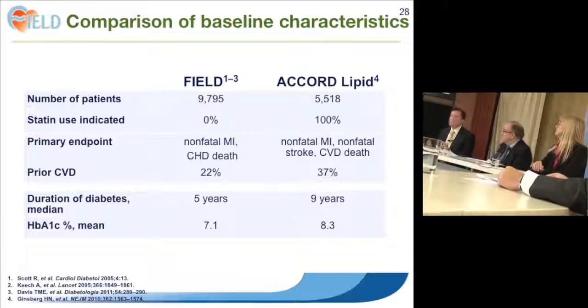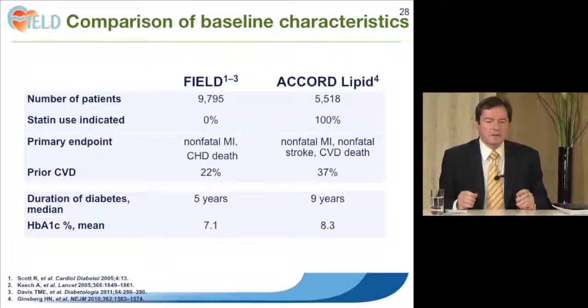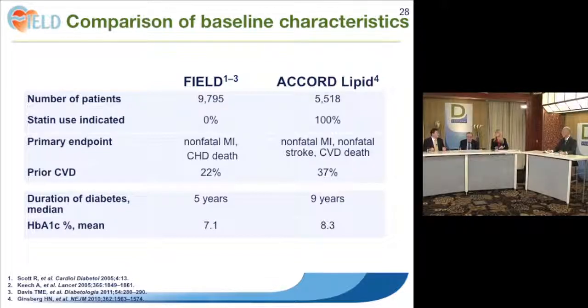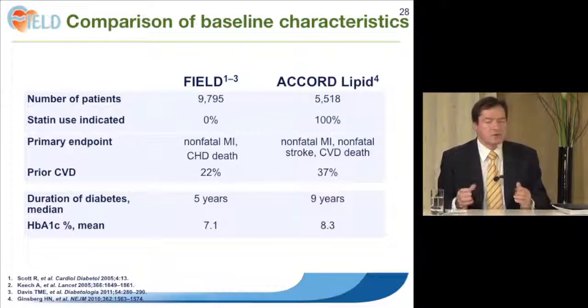The primary endpoints were similar, but the prior cardiovascular disease event rate was lower in FIELD than ACCORD, and the diabetes duration was shorter with better glycemic control. As you would understand, ACCORD was a study that was actually looking at improving glycemic control. And the cardiovascular event rate in FIELD was somewhat lower than ACCORD for those reasons: there was less prior cardiovascular disease and better diabetes control on average.